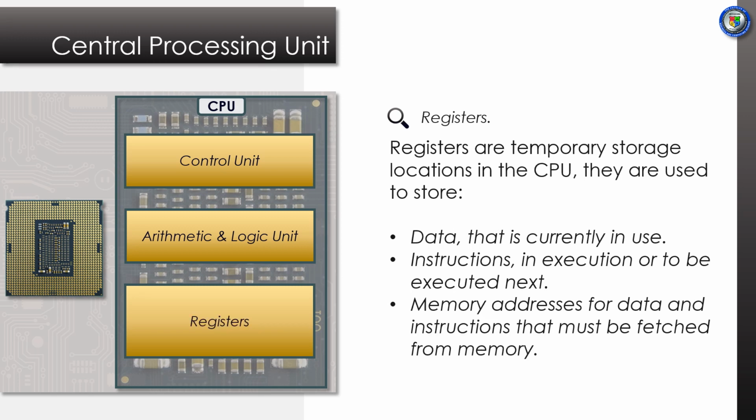And finally, let's look at the registers. The registers are lots of temporary storage locations in the CPU. They are physically on the same chip. The registers are used to store data that is currently in use, instructions in execution or to be executed next, memory addresses for data and instructions that must be fetched from memory, or just a variety of different types of data that are stored within the registers.